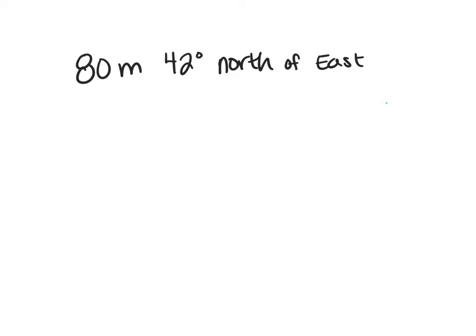Hey y'all, in this video we're going to go over questions 5 and 6 from your quiz study guide. For question 5, we are breaking down this vector, 80 meters at 42 degrees north of east, into x and y components.